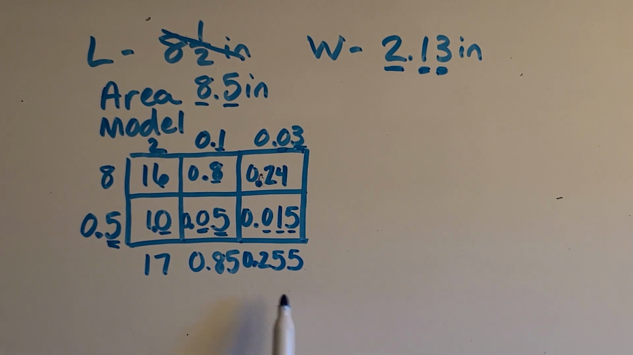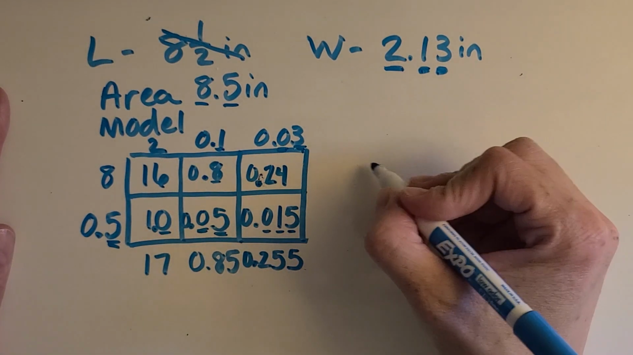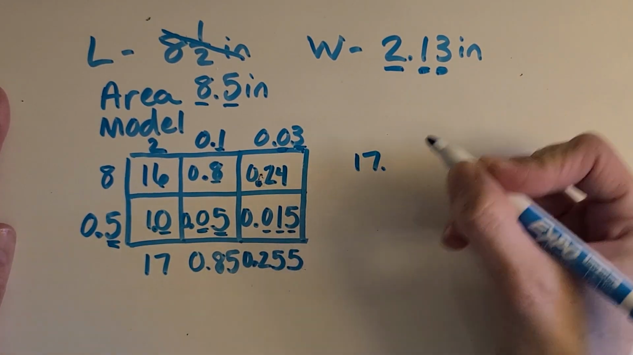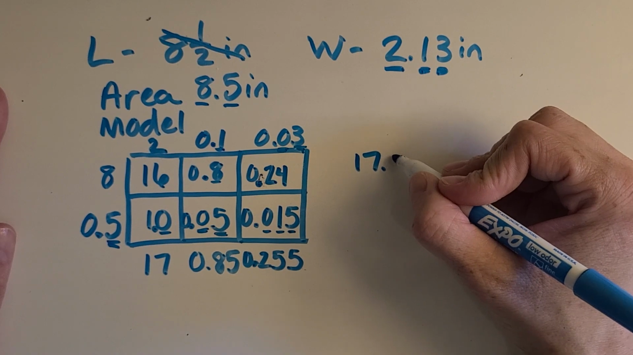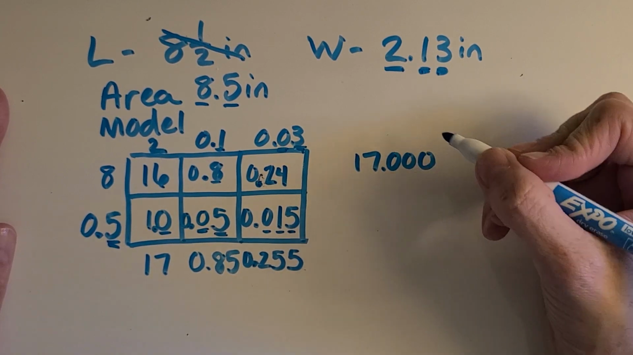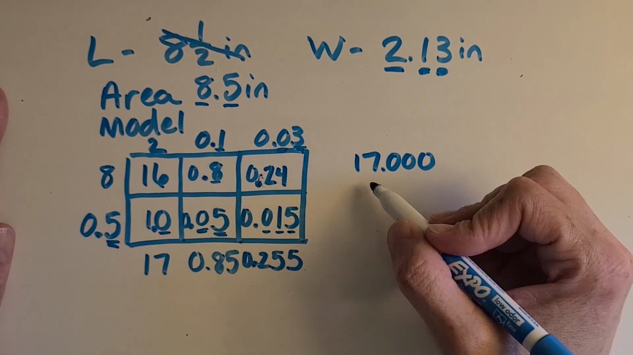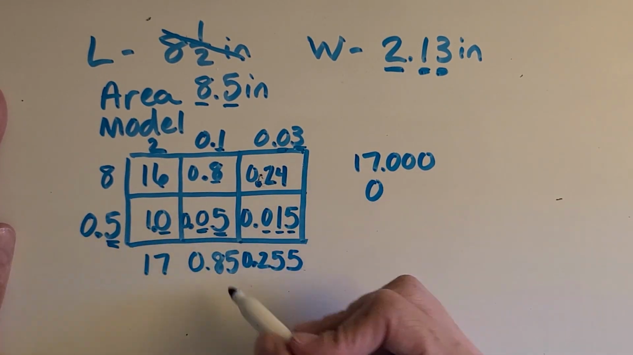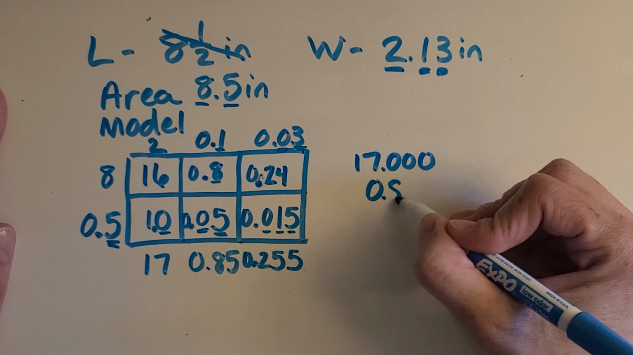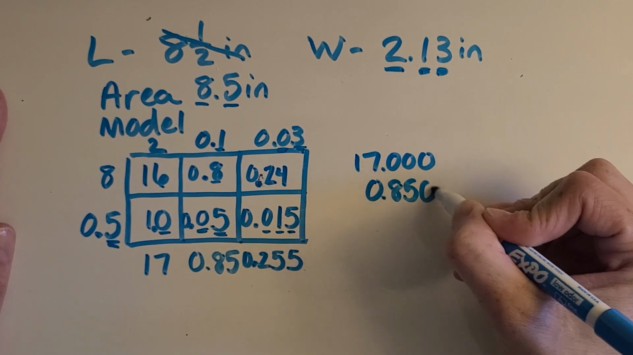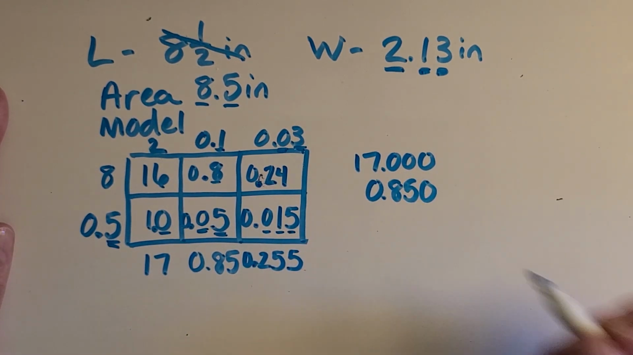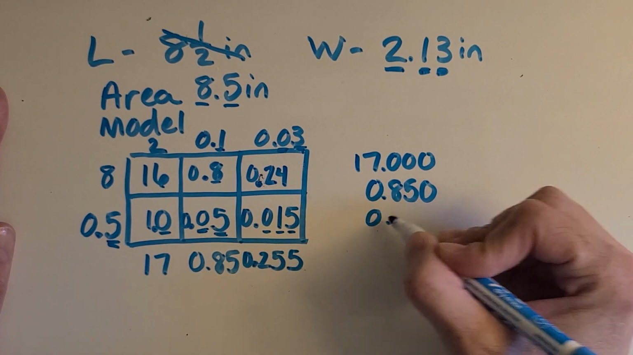Okay, now I've got 3 numbers to work with that I think are a bit easier to add. So I'm going to add those 3 up over here. So 17, and I'm going to go ahead and make it go all the way to the thousandths because I know this number does. So I might as well start doing that as I write them down. 85 hundredths is the same as 850 thousandths. And then I'll go ahead and put the last number down.